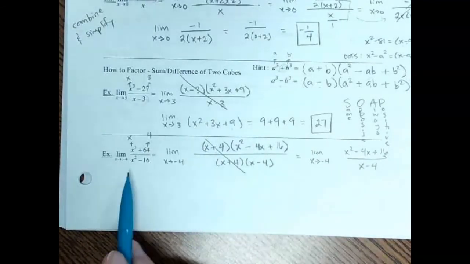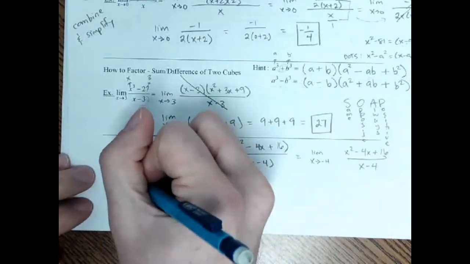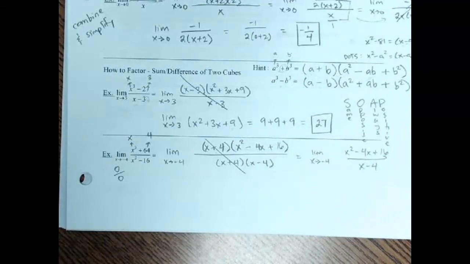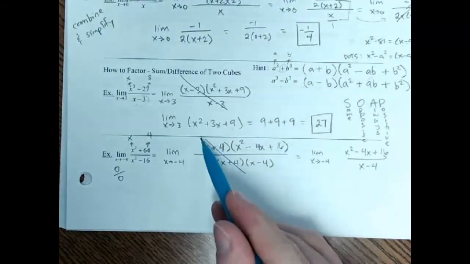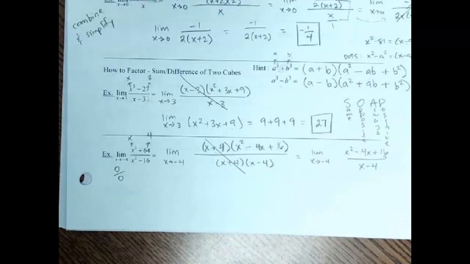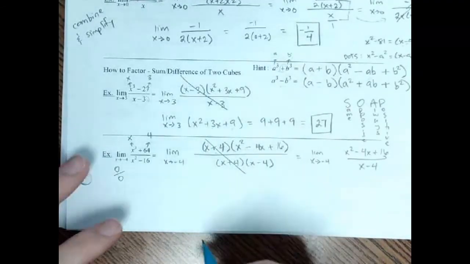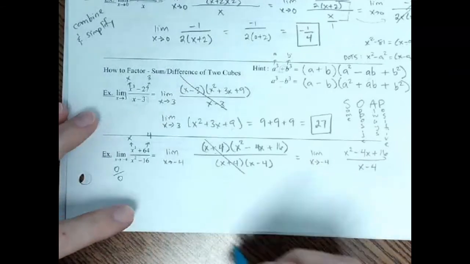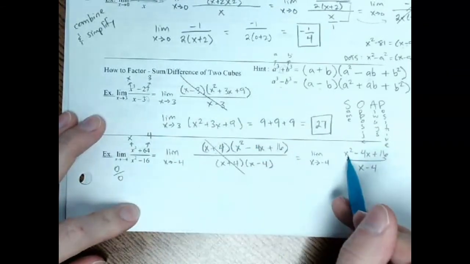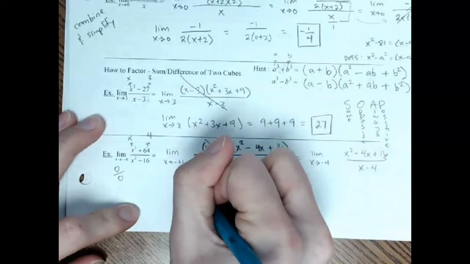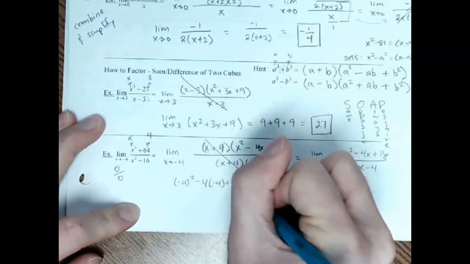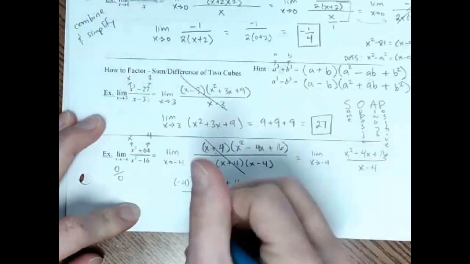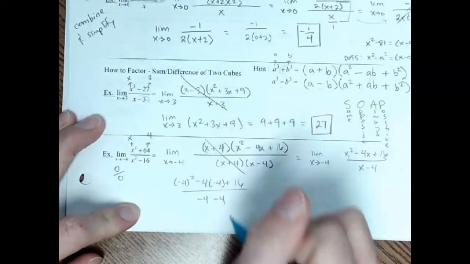Remember, I would have evaluated it at the first, but you would have gotten 0 over 0, so that's a problem. You have to do something. But after I factor and after I have that chunk that reduces, now let's go ahead and try to reevaluate it. So let's plug in the x values as negative 4. So I'd have negative 4 squared minus 4 times negative 4 plus 16. Then you have your negative 4 minus 4.